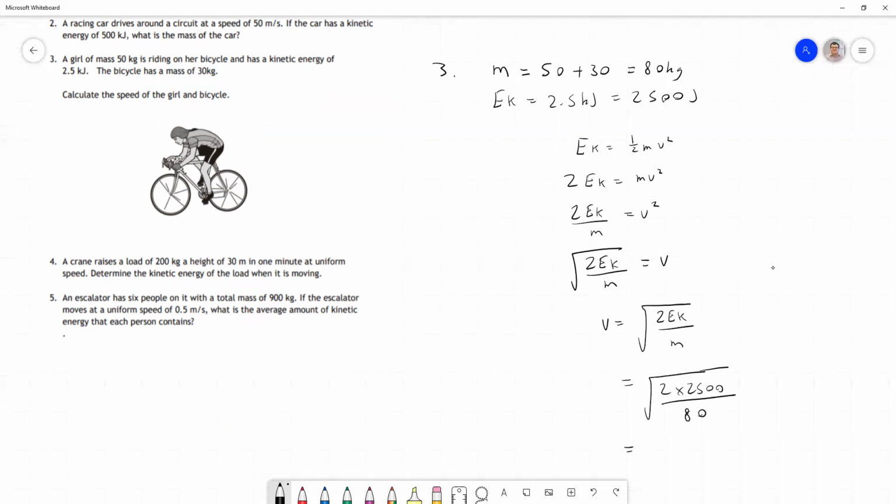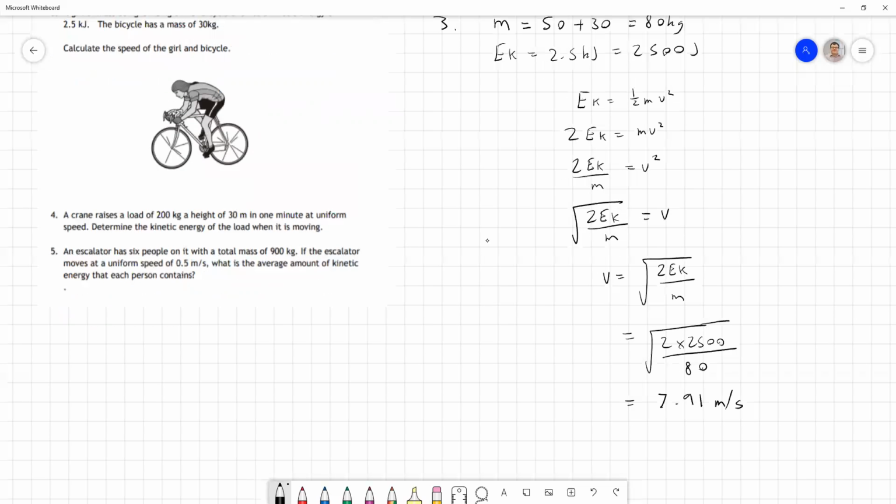So in our calculators, we can start off by putting in square root, and then we can do 2 times 2,500 divided by 80. And when we work that out, the answer that we get, and we'll do this to a couple of decimal places, is 7.91 meters per second. And again, the units are very important here. So that's question 3. So let's now look at question 4.